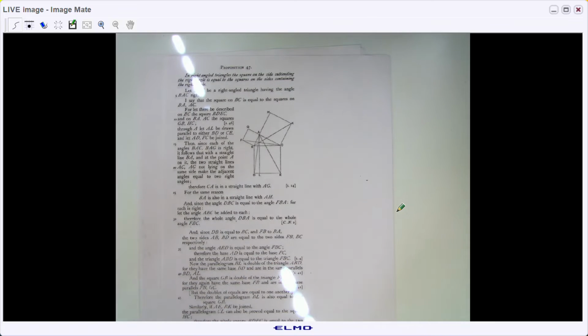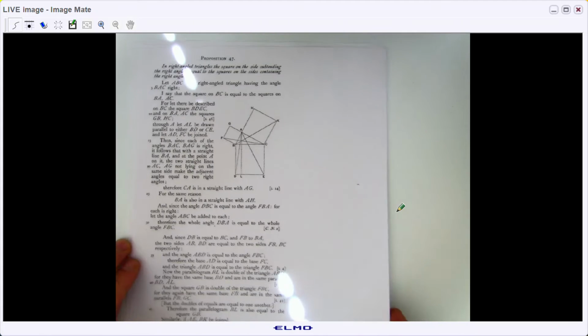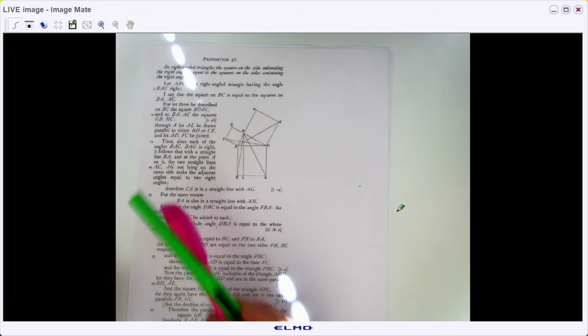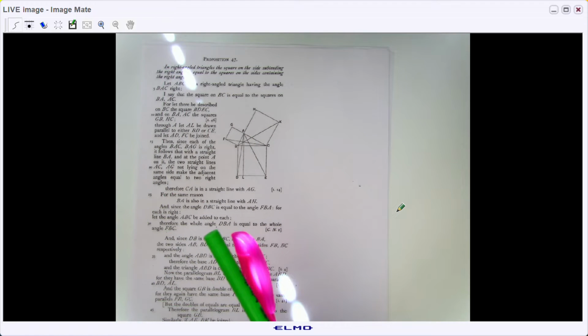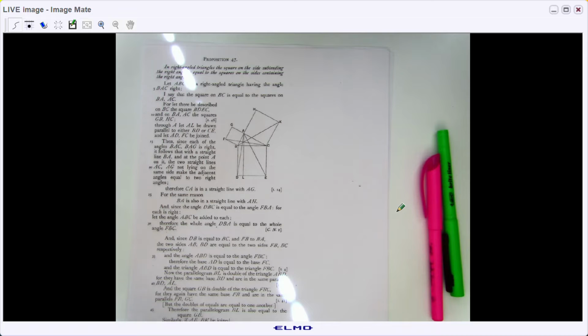I have the handout that I gave you in class here, and we'll just work through the proof using some drawing utensils and trying to make sense of what Euclid's argument is for probably one of the most well-known theorems in all of geometry, the theorem that a squared plus b squared equals c squared.